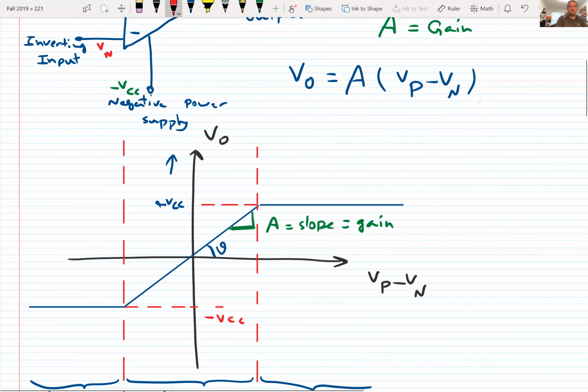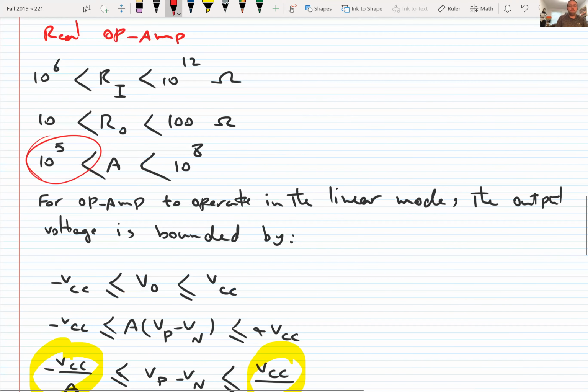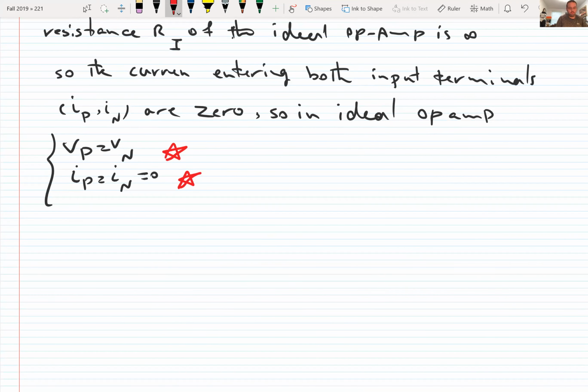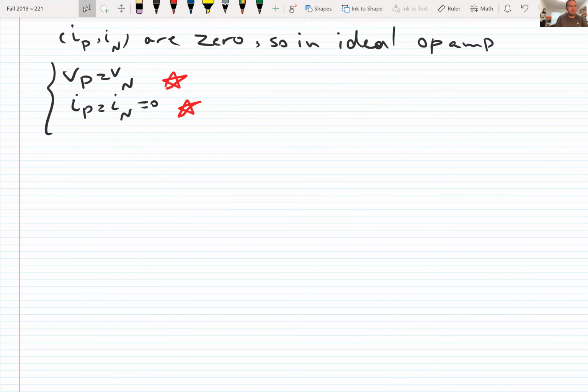And of course, this one. Okay, so we should know this relationship: VO is always equal to A times VP minus VN, and last but not least, VP is equal to VN and IP is equal to IN. Don't forget these rules. Okay, so now that we know these rules, let's go ahead and do some examples.